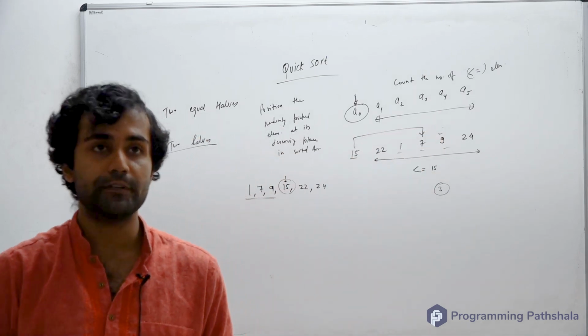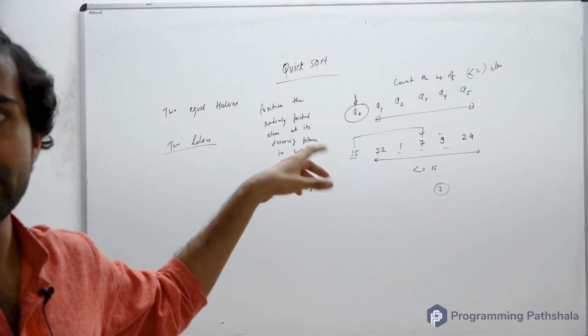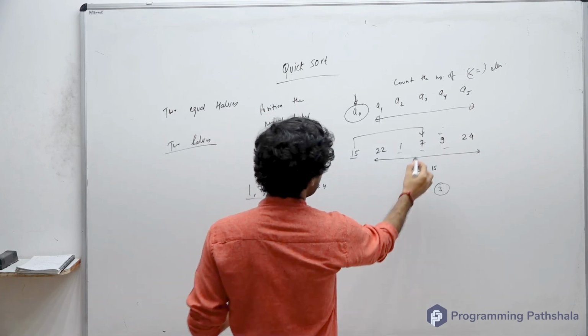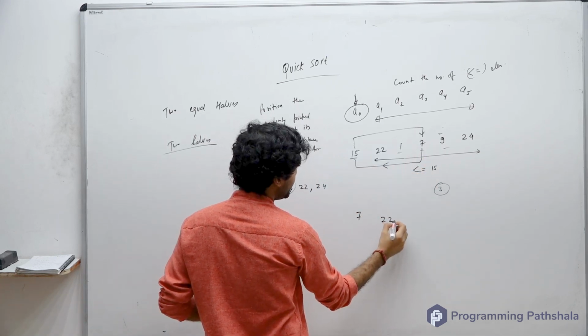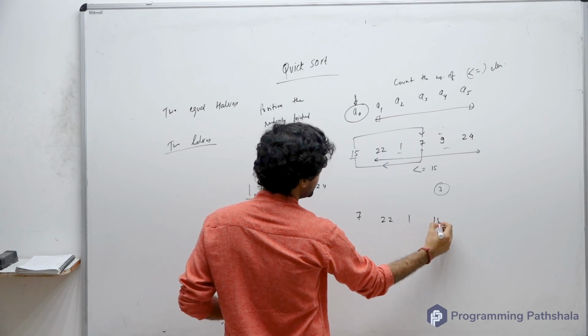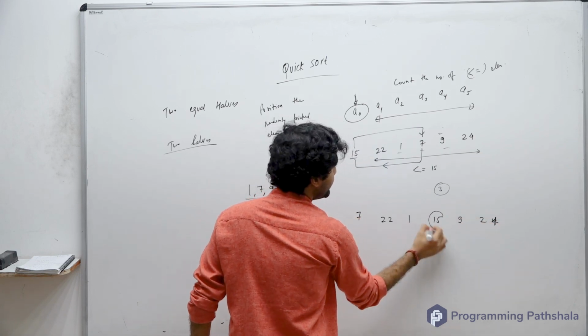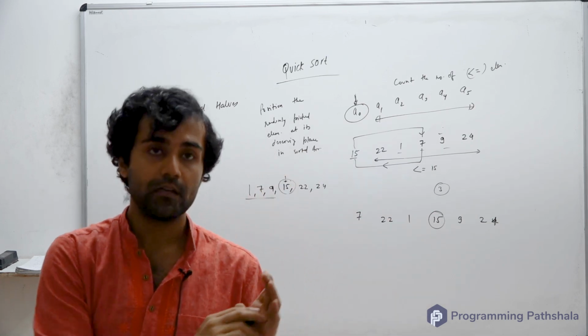How do you position this over there? Because if you position it over there, you'd want to swap, right? You'd want to swap 7 with 15. So cool, you would want to swap this 7 with 15. And if you do that, 7 comes here and you have 22, 1, 15, 9 and 24. So see, 15 has come at its deserving location, right?